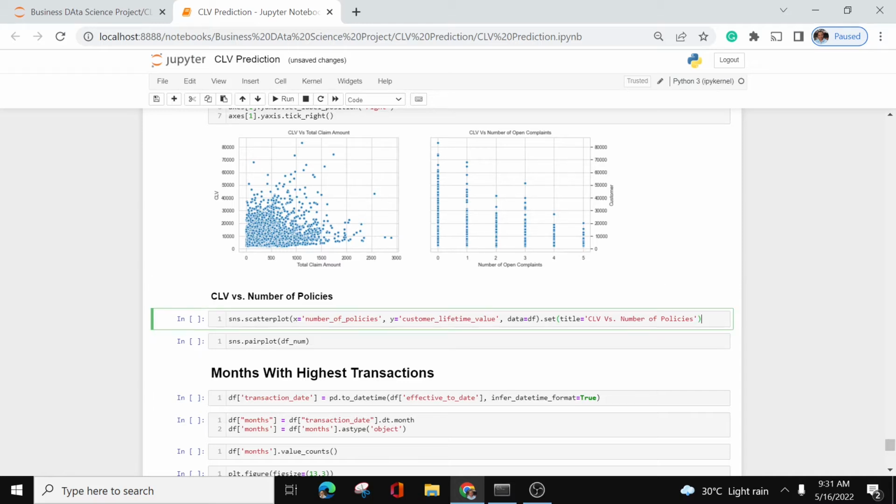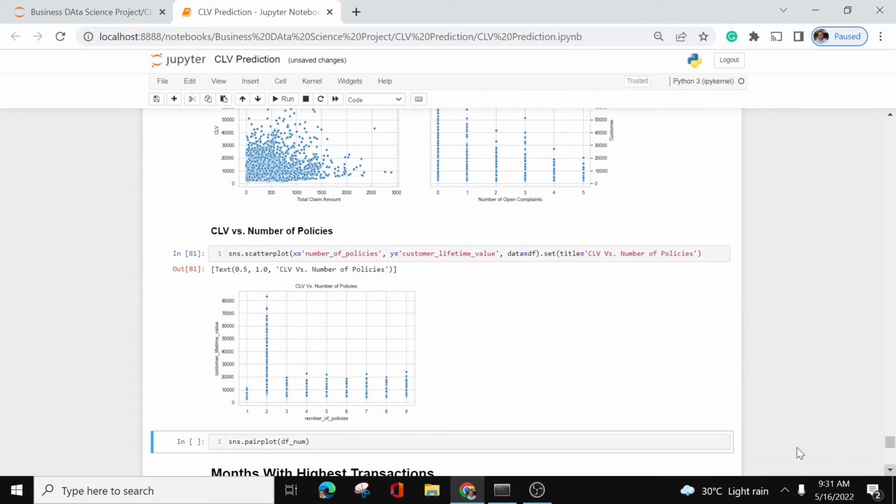Let's have the CLV versus number of policies. Let's execute this one first. Now we have it here. It's actually somewhere in between, not really very negative and not a high positive.